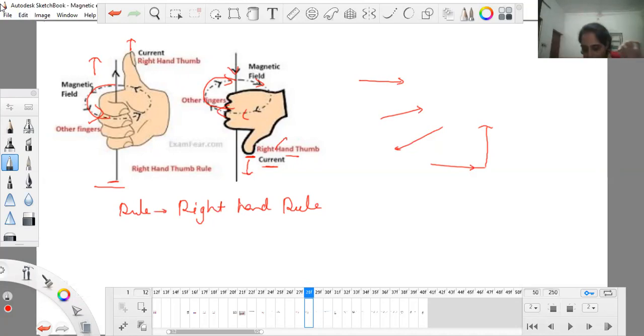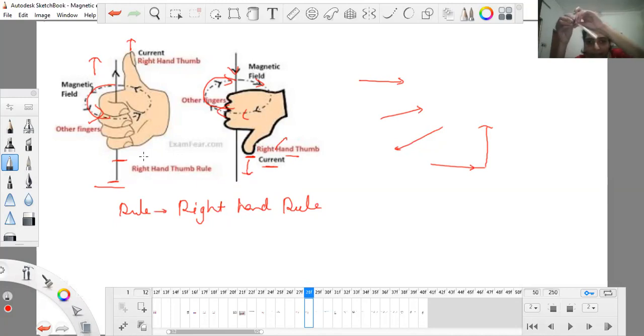But if you are using the rule like this in your examination room, definitely it is going to make you confused, because it is not possible to use this and find the direction of the magnetic field line. So for this we have used a pen. Remember, we use this pen.